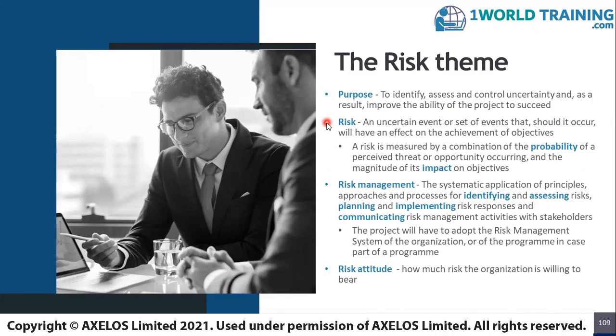An example of a risk could be a probability of increase in the price of raw materials in the market, or a probability of lack of motivation of employees in the project. A risk is measured by a combination of the probability of a perceived threat or opportunity occurring and the magnitude of its impact on objectives, which means risks could be negative or positive. Negative risks are known as threats, and positive ones are known as opportunities. An example of an opportunity could be the chance of completing a project earlier than the specified deadline.